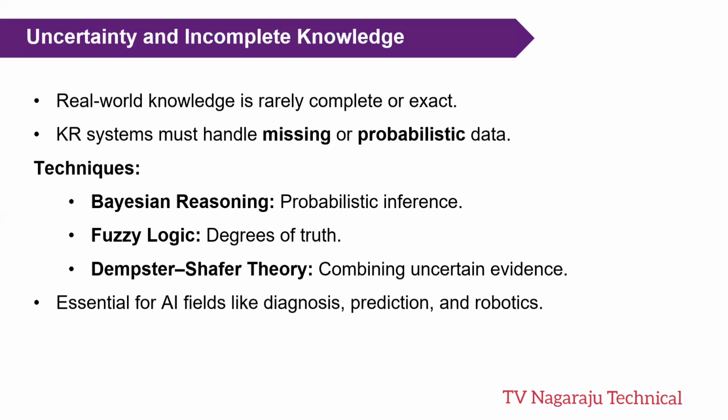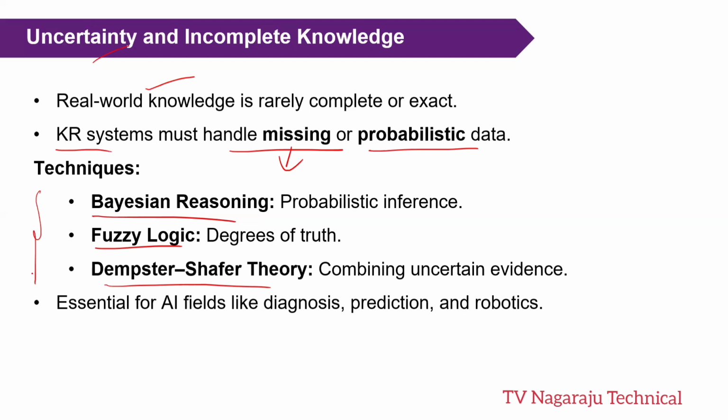And finally, uncertainty and incomplete knowledge. What does this uncertainty mean? Generally, we are getting the data from the real world. Maybe the real world data consists of some noise. Obviously, we are missing some data. So the representation must handle missing or probabilistic data. In such scenarios, we are using Bayesian reasoning or fuzzy logic or Dempster-Shafer theory. Anyway, we will discuss each and every technique in detail in later sessions.